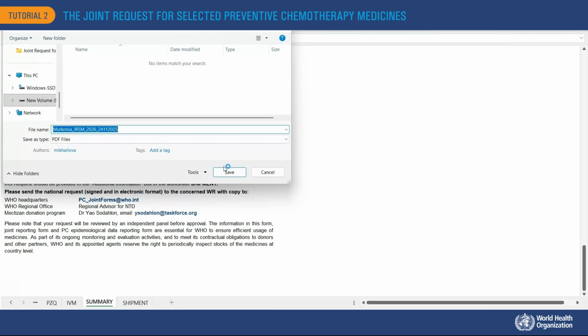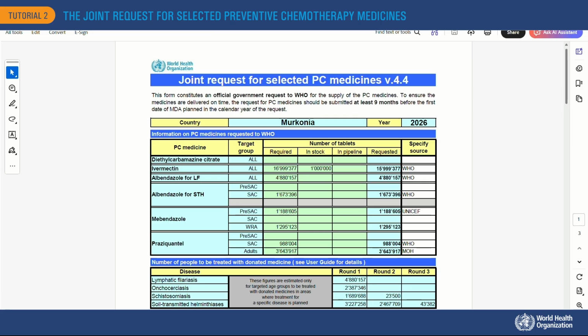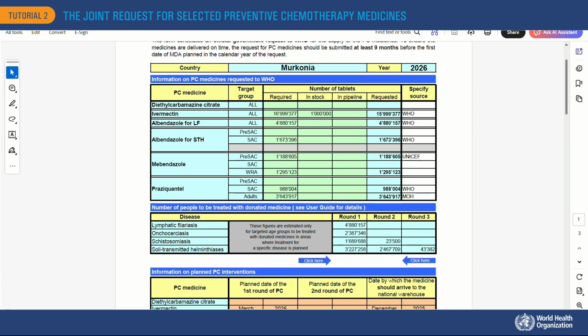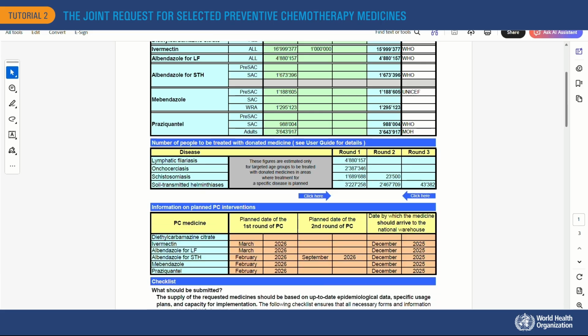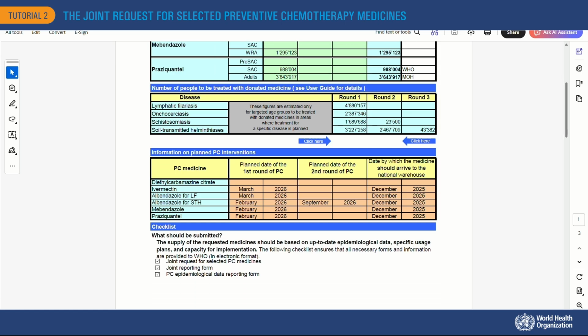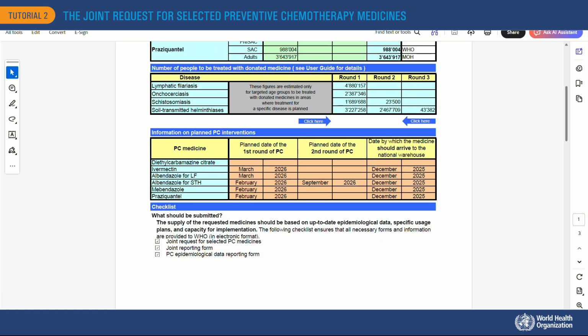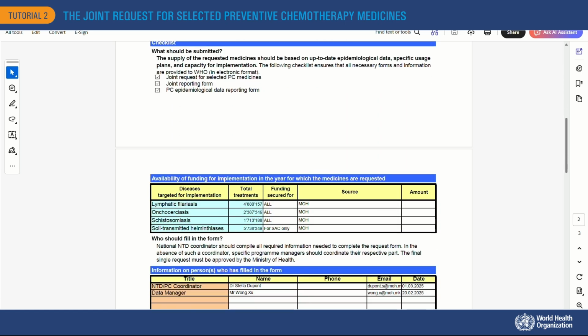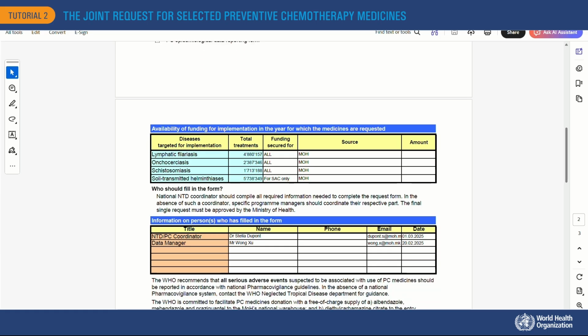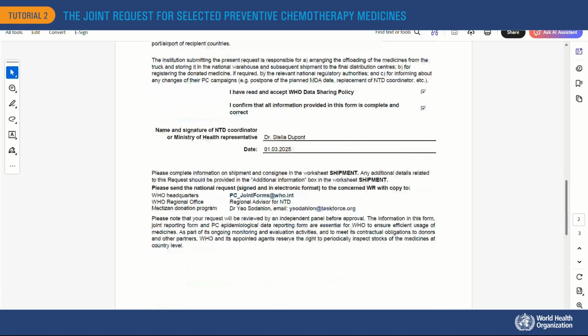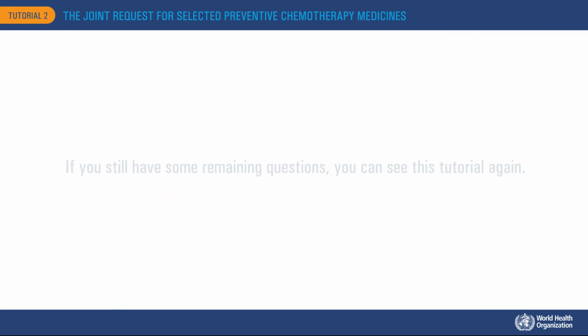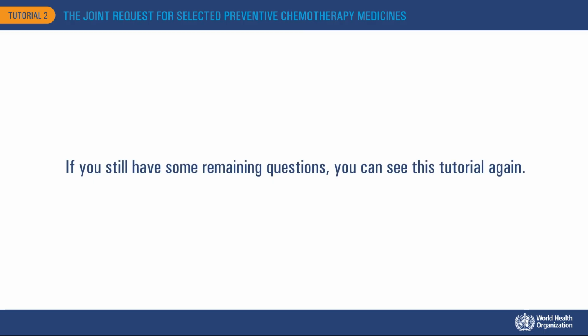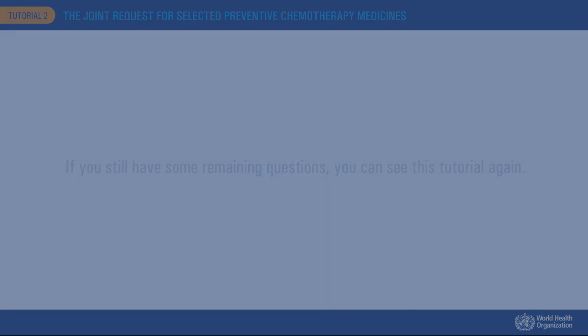A PDF file can be created for the summary and the shipment worksheets. This needs to be printed and signed, and sent back to WHO together with the Excel file. This completes the tutorial on how to complete the joint request form for selected preventive chemotherapy medicines. If you still have some remaining questions, you can see this tutorial again. We wish you good luck.